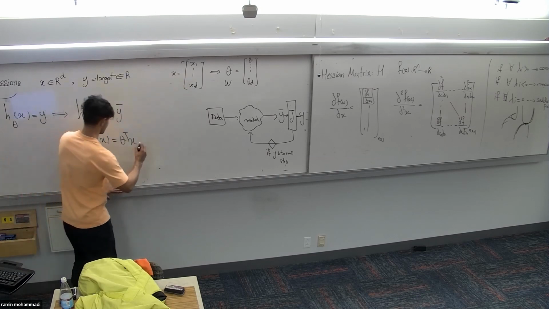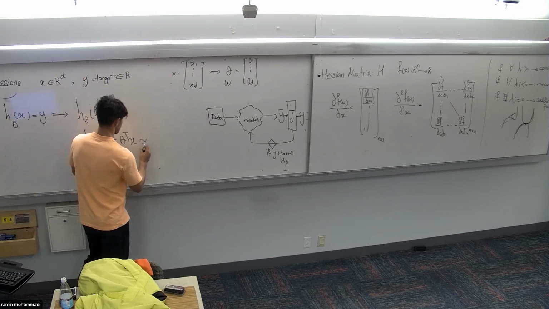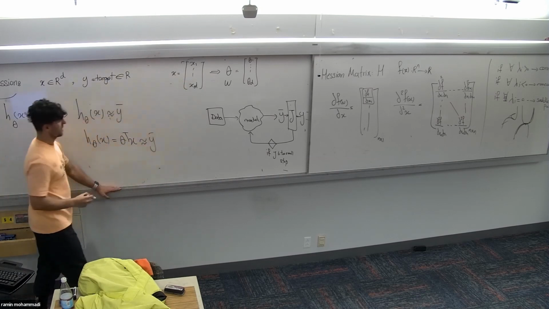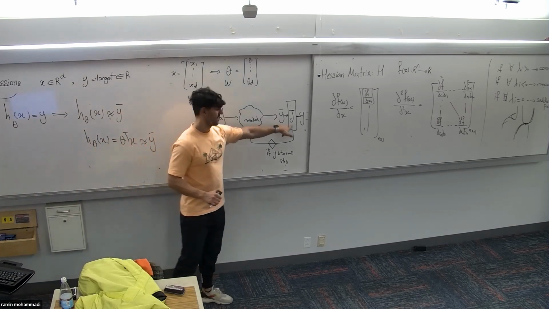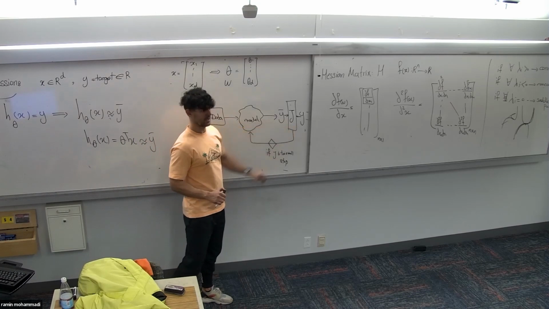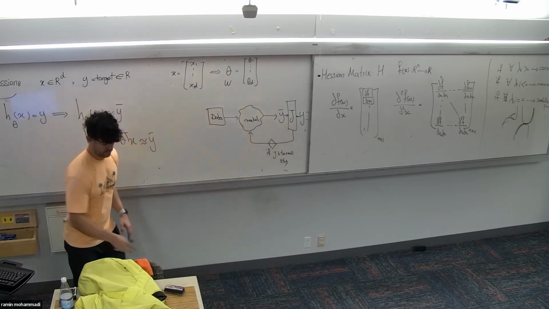So this gives me... Now I have a model. What do I need? J. Okay, what is J now? Let's go.